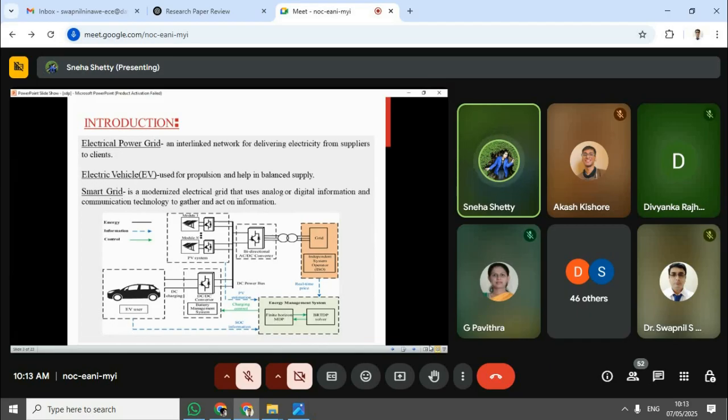Here, the electrical power grid is nothing but the connectivity of various suppliers or clients. There will be a number of generating stations. Put together, all the generating stations should be connected in a single bus, cascaded together so that we get the power in bulk. That place where we collect the energy is called the electrical power grid. From the grid, we will be supplying power towards the electric vehicle.